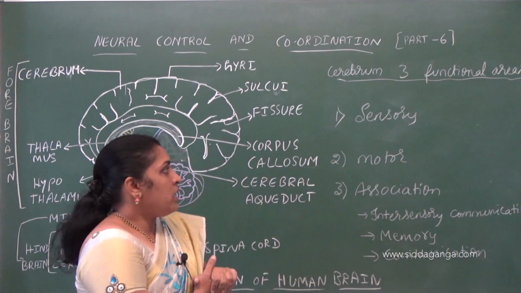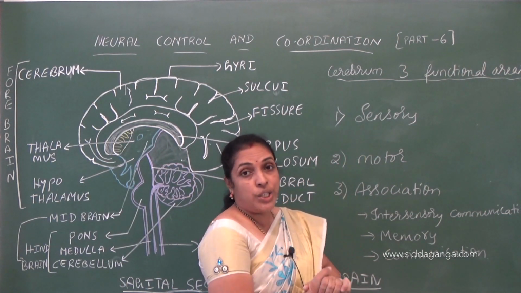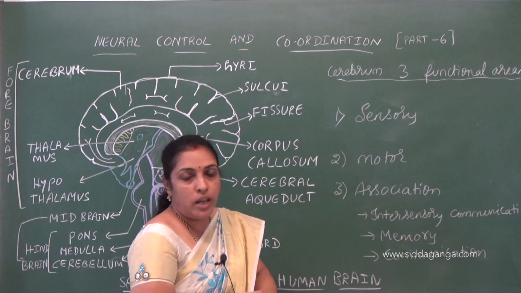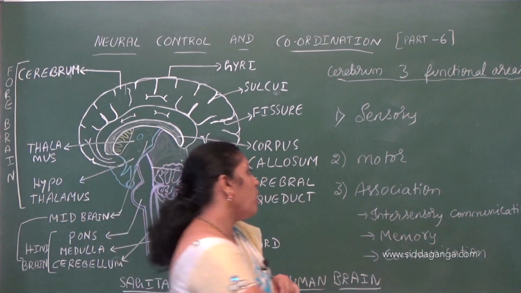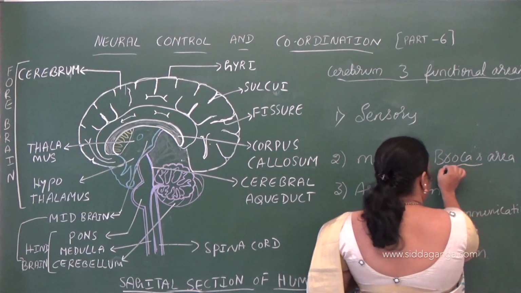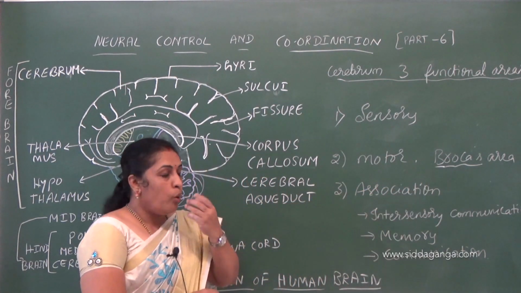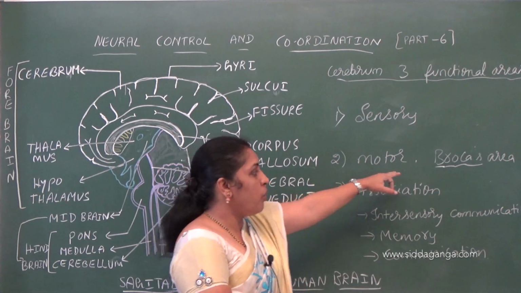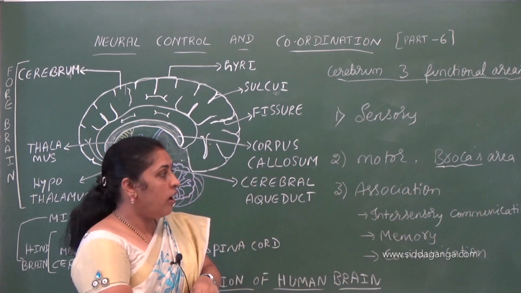In the sensory area, sensory impulses are analyzed, like touch, heat, cold, etc. Whereas in the motor area, there is generation of motor impulses, like Broca's area. Broca's area is responsible for speech. The impulses generated in Broca's area regulate the movement of the tongue and speech. So motor areas generate motor impulses.